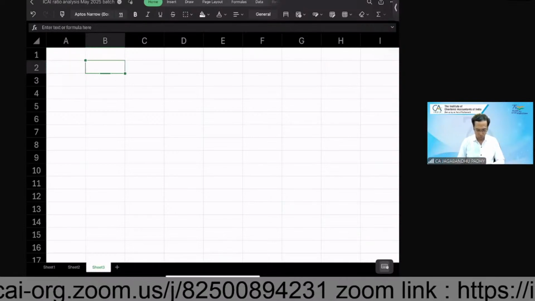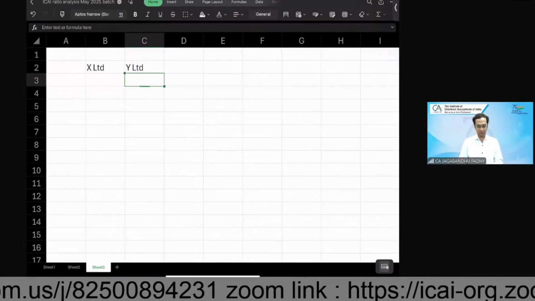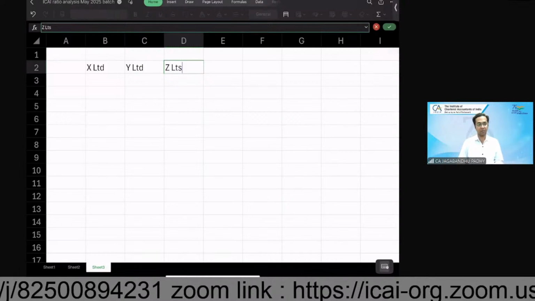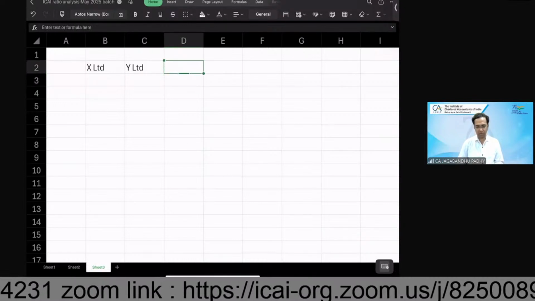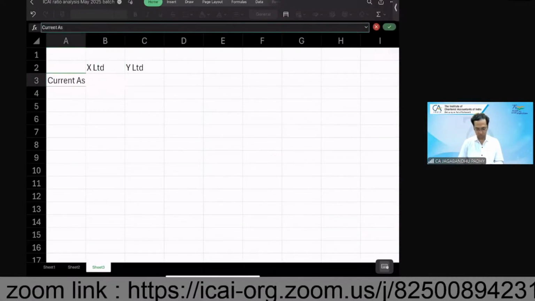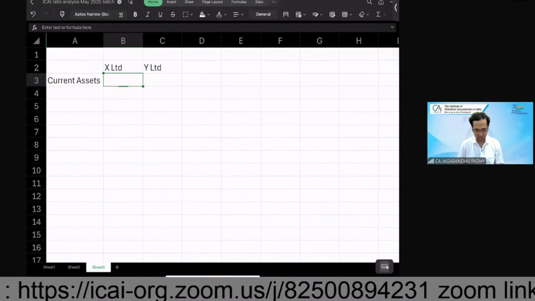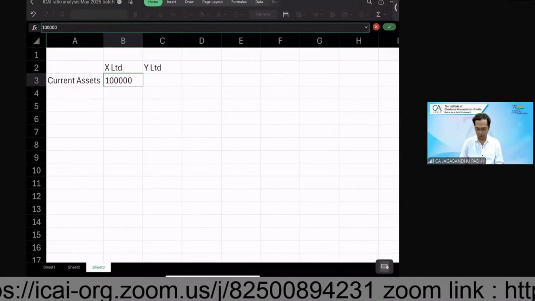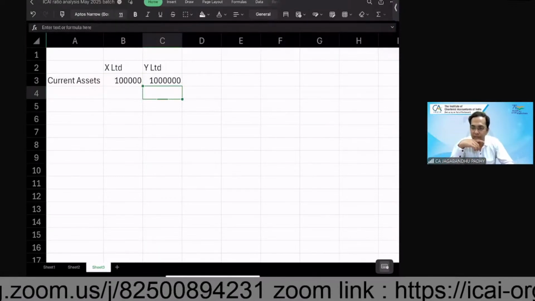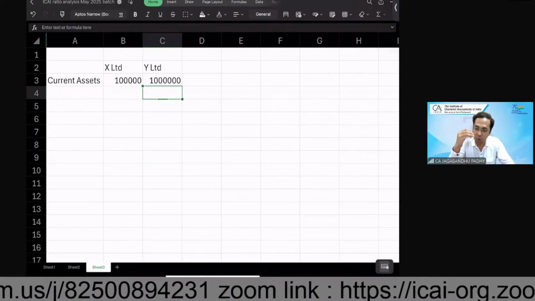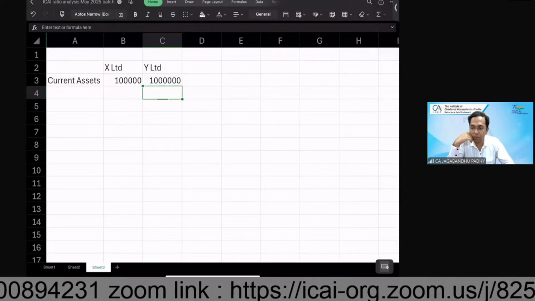Okay, so let us say we have a company X Limited, another company, let's say, Y Limited, and after that, let's say, Z Limited. Now let's not take this Z Limited. Suppose I ask you about current assets. Let's say X Limited has current assets of 1 lakh. Y Limited has current assets of 10 lakh. Which of these two companies do you feel has a greater degree of solvency or liquidity?